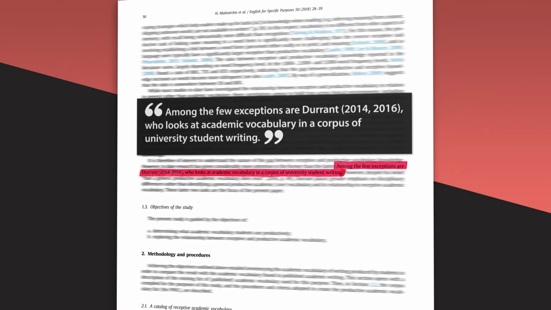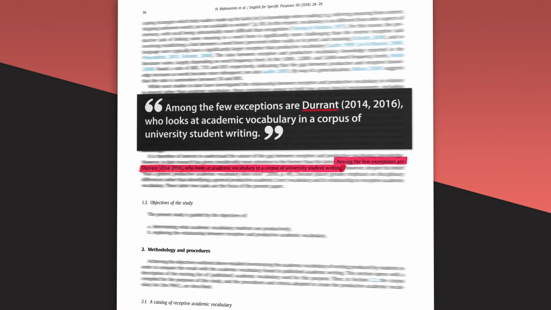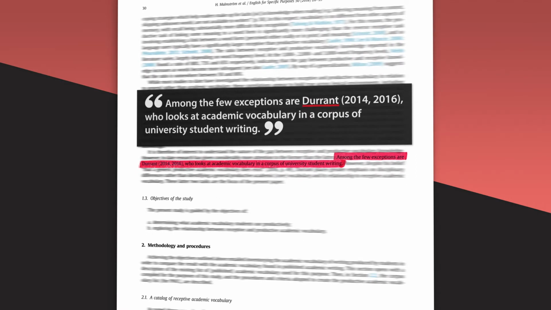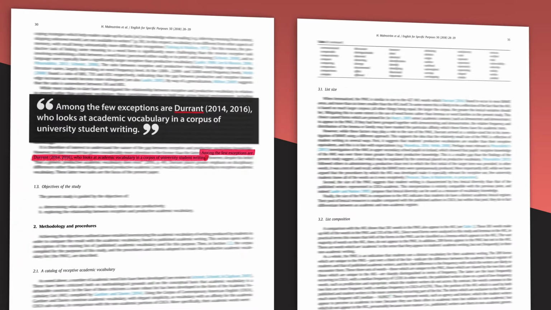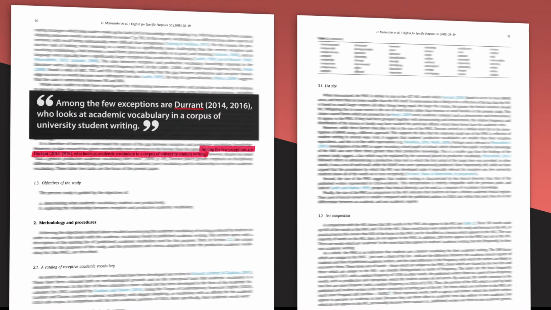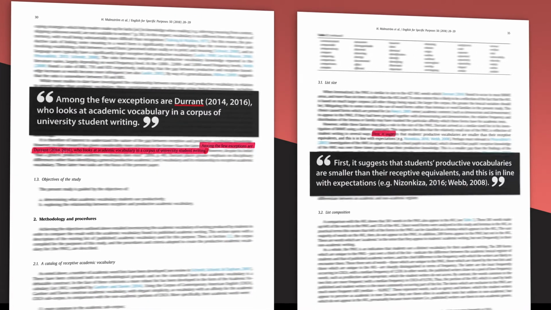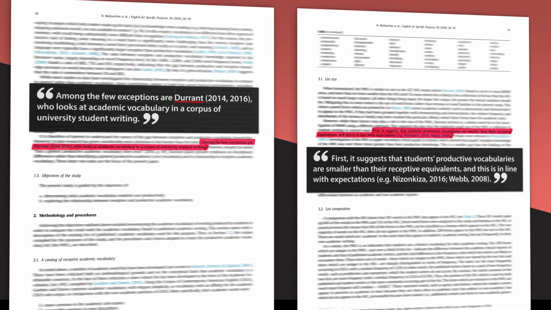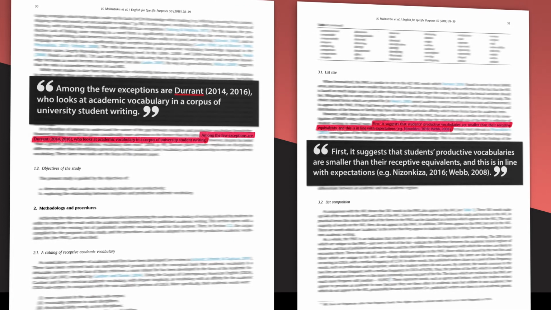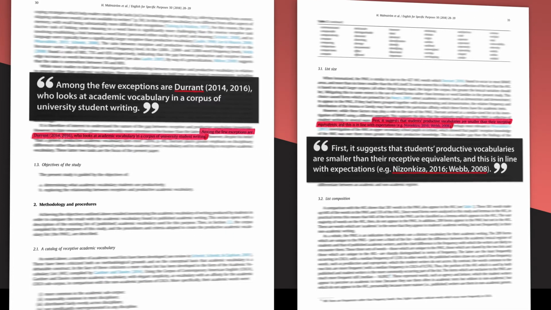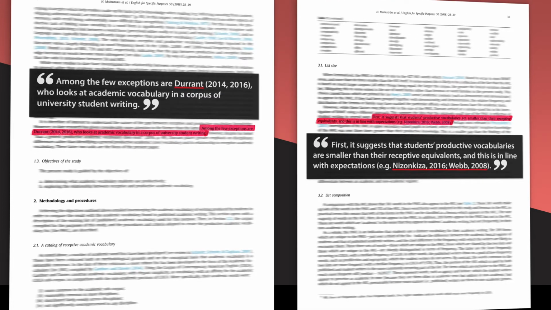A common format is to give the author's surname and the year that the work was published. Sometimes the author's name is part of the sentence. Among the few exceptions are Durant, 2014-2016, who looks at academic vocabulary in a corpus of university student writing. Other times, it appears in brackets, separate from the rest of the sentence. First, it suggests that students' productive vocabularies are smaller than their receptive equivalents, and this is in line with expectations, e.g., Nizonkiza 2016 and Webb 2008.